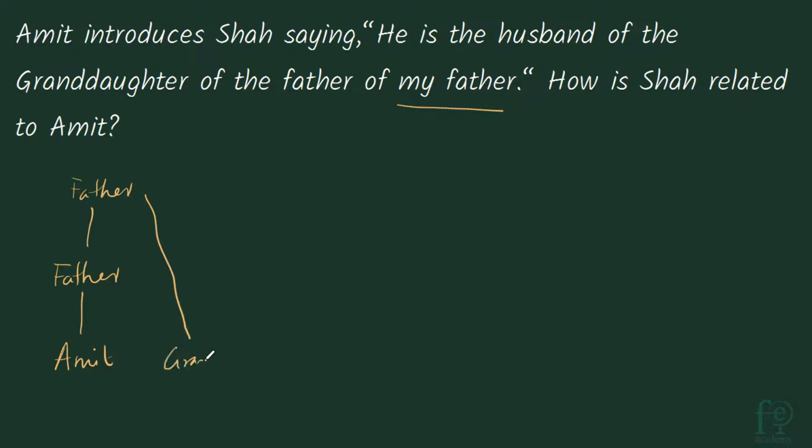So granddaughter will come here. This is minus. You can put a sign always. Now, he is the husband of the granddaughter is given. So husband means Shah will come here. How is Shah related to Amit? That is the given question. These two people will be in the same generation. Amit and the granddaughter will be in the same generation. It's not clear whether they are siblings or not, because father may be having another brother or father is the only son, we don't know. So Amit and the granddaughter are cousins as of now, and Shah is the husband of the granddaughter. So how is Shah related to Amit? We can say Shah is the brother-in-law of Amit. So that is our answer.